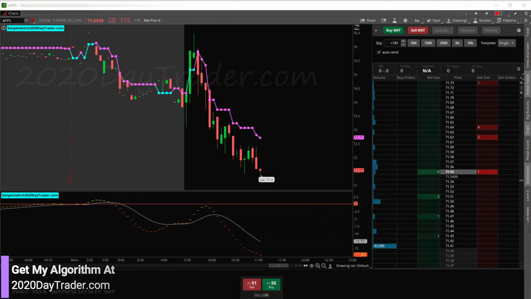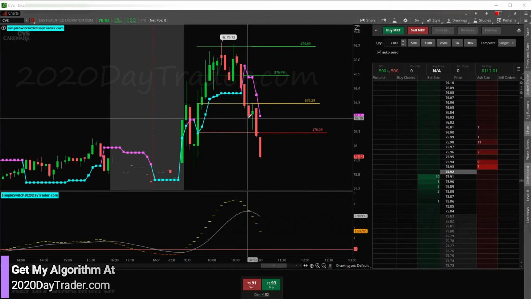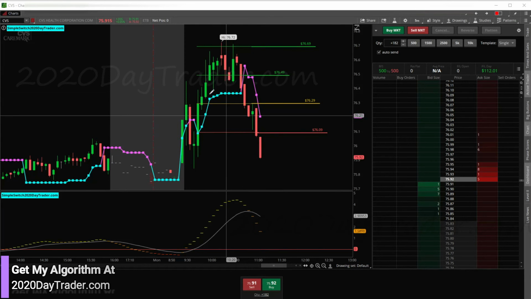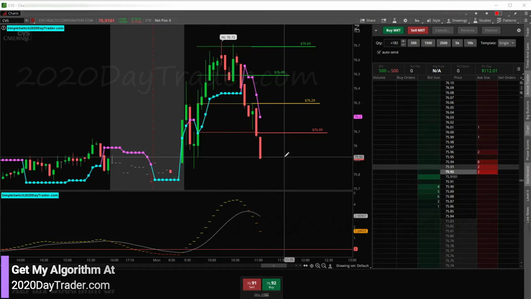I hate that, so I don't do that. All right, CVS. Look at that sell-off. Oh my goodness. So yeah, we got our target on CVS. It was a nice $112 winner. A little light on the share size, unfortunately, but it is what it is. And that's why I don't get greedy, because who knew that was gonna come? That was gonna happen right there.